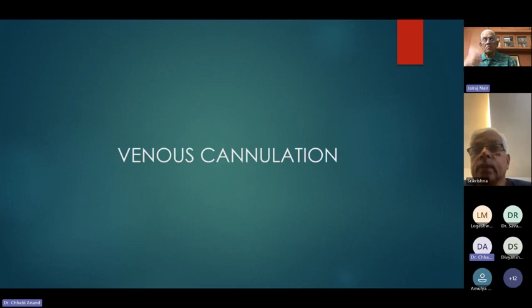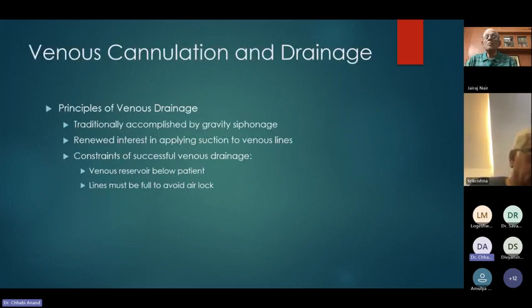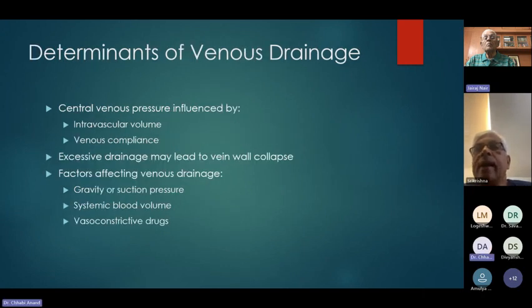Now venous cannulation and drainage. Principle of venous drainage: traditionally accomplished by gravity siphonage, with renewed interest in applying suction to venous lines. Constraints of successful venous drainage: the venous reservoir should be below the patient, and lines must be full to avoid airlock. Determinants of venous drainage: central venous pressure, influenced by intravascular volume and venous compliance. Excessive drainage may lead to vein wall collapse. Factors affecting venous drainage are gravity or suction pressure, systemic blood volume, and vasoconstrictive drugs.